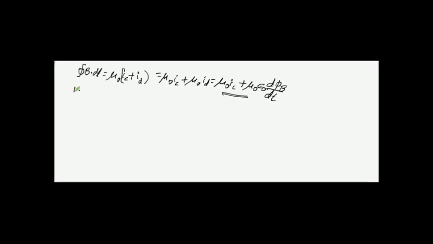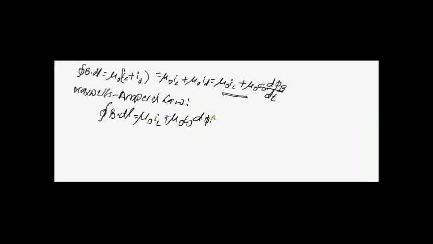So that means the modified equation is nothing but the Ampere-Maxwell law, and this is written as the integration of B dot dl is equal to mu naught I C plus mu naught epsilon naught d phi E by dt. So this is my Ampere-Maxwell law. Very important. So the Ampere-Maxwell law, that is the modified law.